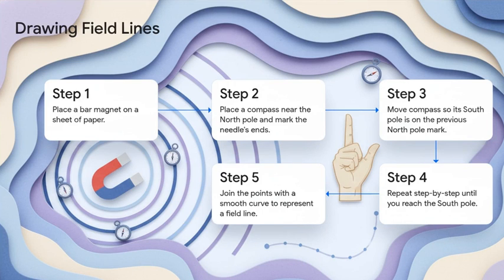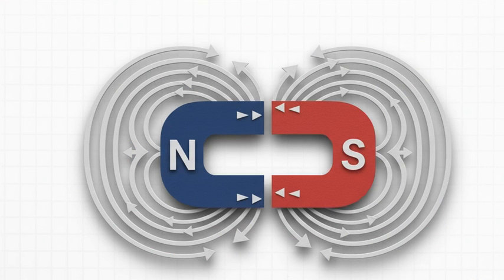And the cool thing is, you can actually trace these invisible fields yourself. It's a classic experiment. All you need is a little compass, you just place it near the magnet, mark where the needle points, then you slide the compass down and mark the new spot over and over. When you connect the dots, you are literally drawing the invisible lines of force. And when you do that, you end up with a map that looks something like this.